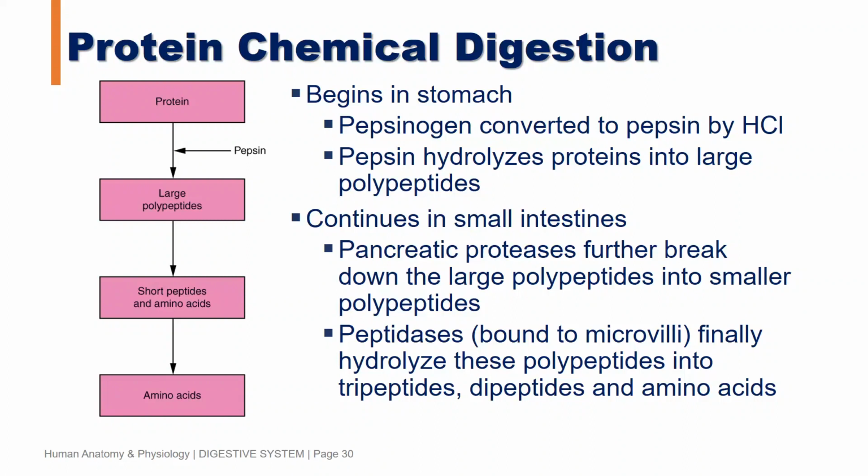And then, from that point, you have your short polypeptides and amino acids. You will need peptidases bound to the microvilli. Finally, they will hydrolyze these polypeptides into tripeptides, dipeptides, and amino acids.